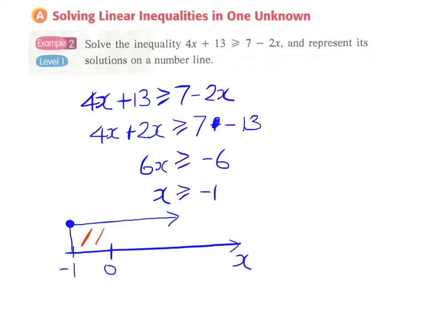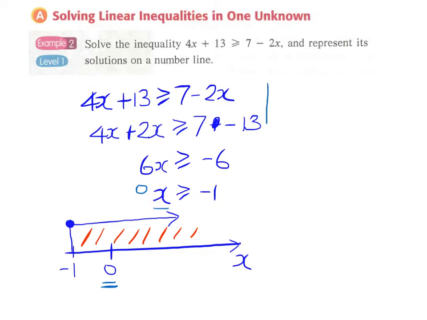And in fact, this range includes all the numbers which satisfy this inequality. For example, the number 0. If we substitute 0, then 0 is greater than minus 1, which is always true. Therefore, this range actually represents all the numbers which satisfy this inequality.